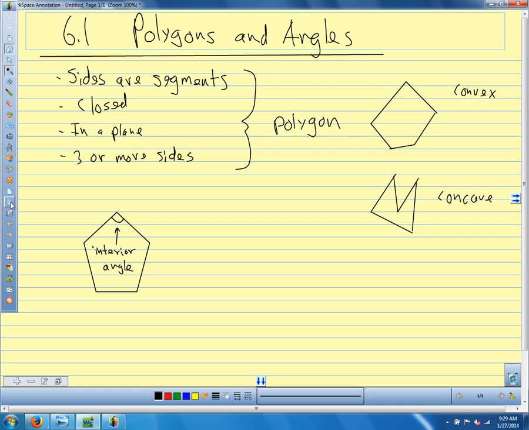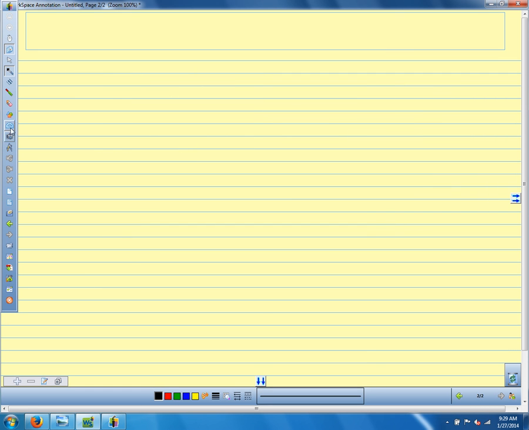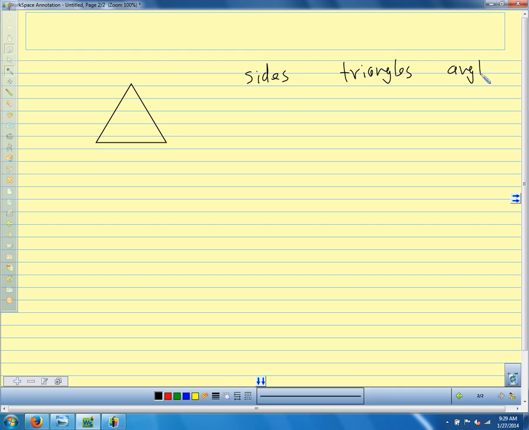So let's start with a triangle. And we're gonna make a little chart here. All right, so our triangle, how many sides does our triangle have? Three? How many triangles are there? How many triangles do we have? One? And what do our angles add up to? 180.